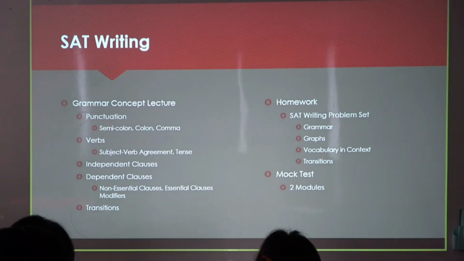Other ideas like independent clauses, full sentences, what makes up a full sentence? Dependent clauses, things that we add to sentences, such as anything that gives additional information, anything that builds upon the main idea. And lastly, this is partially reading, but we do take a look at transitions. The SAT is going to give two different sentences. You have to choose the transition that marks the correct relationship between the two sentences.